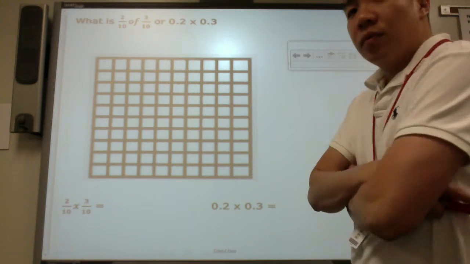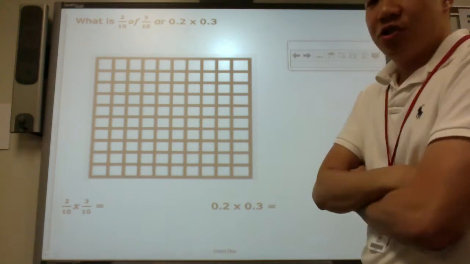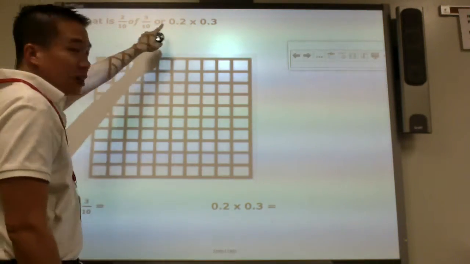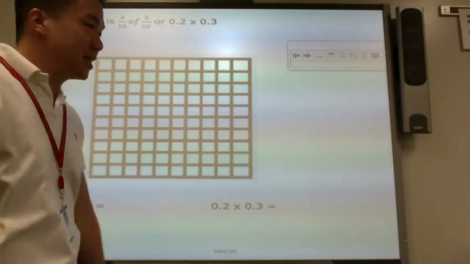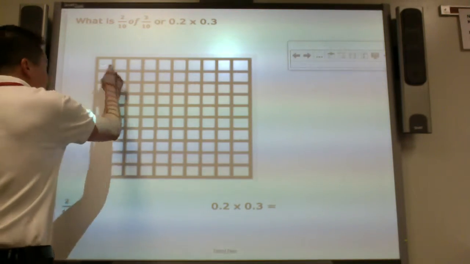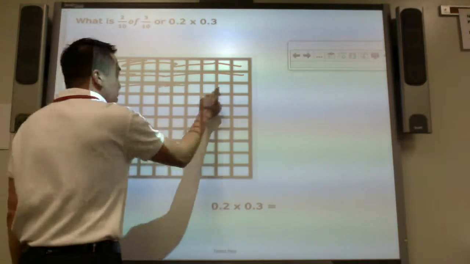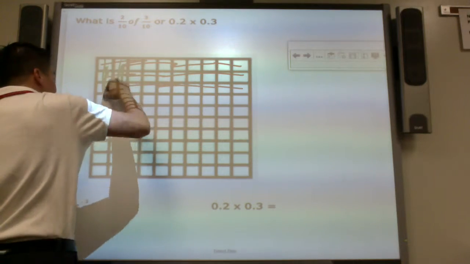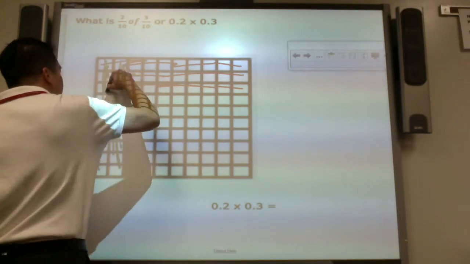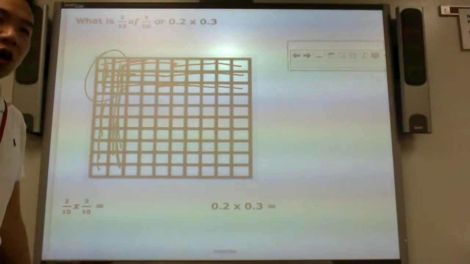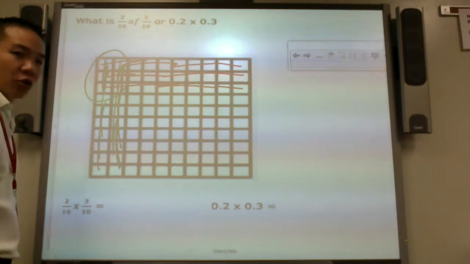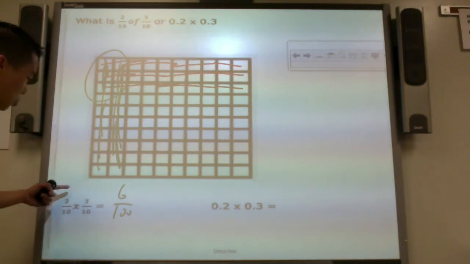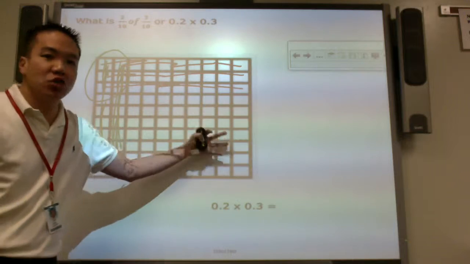All right, so let's do some more picture models, in case you still like picture models. What is 2/10 of 3/10, or using the decimal conversion, 2/10 times 3/10? So here's 3/10, let's shade in 3/10. 1/10, 2/10, 3/10. These are 2/10. So right here, what is the cross section? How many squares are crisscross? 6 of the 100. So this is the picture model.